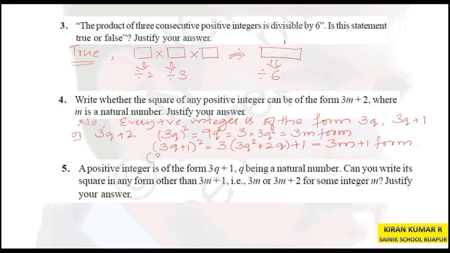And similarly, if you take 3q plus 2 whole square, it will be 3 times (3q square plus 4q) added to 1, nothing but 3m plus 1 form. So we are not getting 3m plus 2. Therefore, the answer is no.